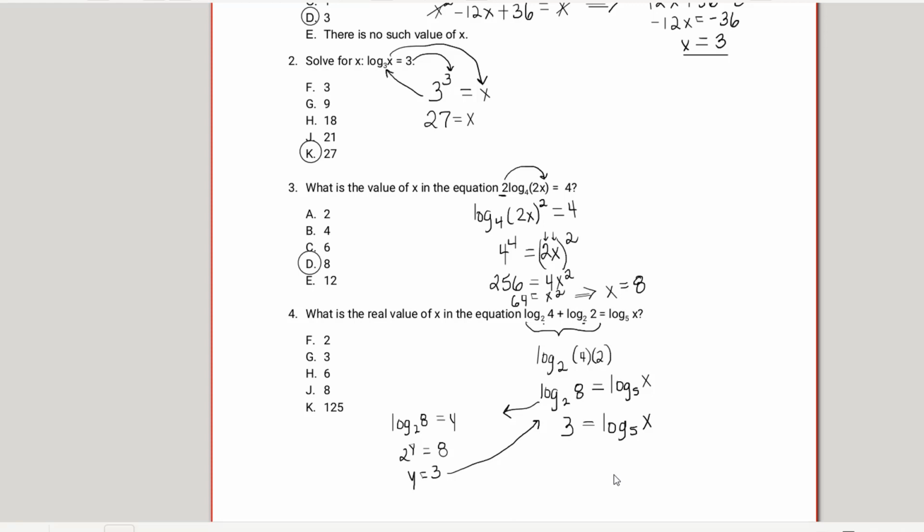Now let's apply our log to exponential property that we know. We can rewrite this. Here's our base 5. 5 raised to the third power is equal to x. And we evaluate that. 5 to the third is 125. And that is what our value of x is, what we were looking for. That is answer choice K.